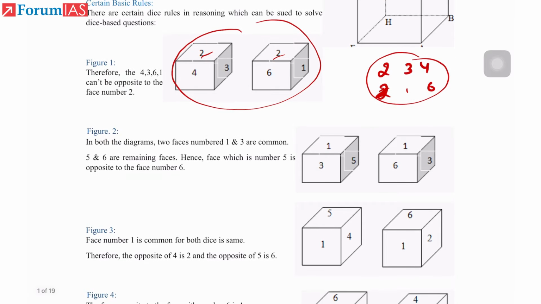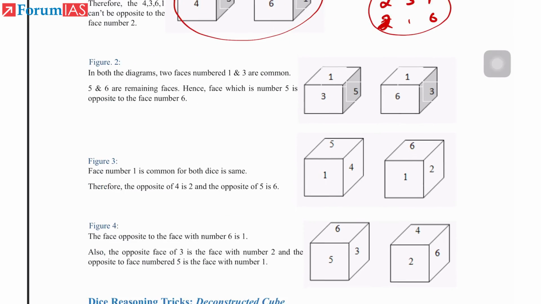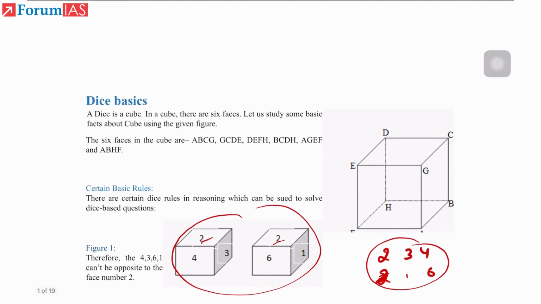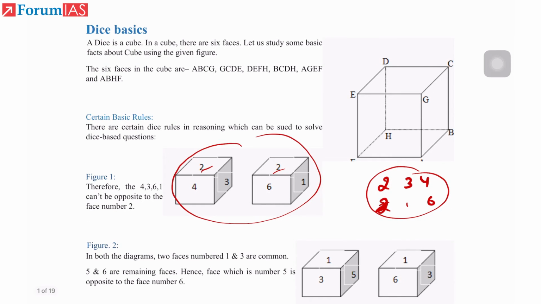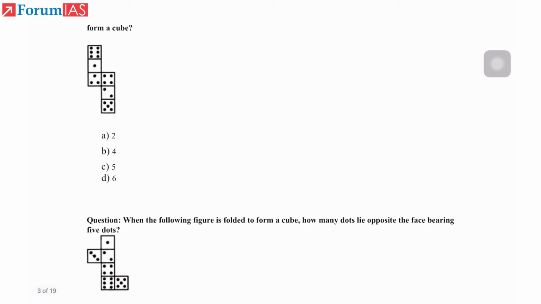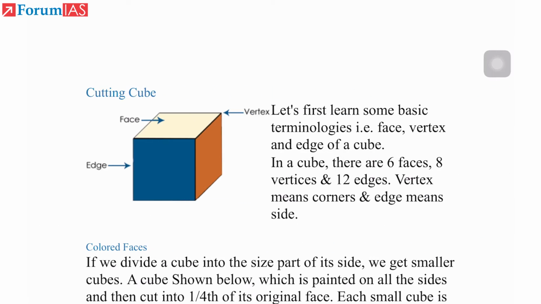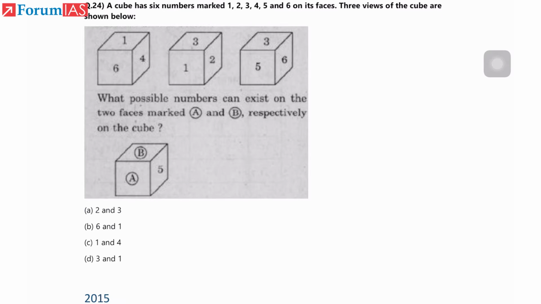However, if two numbers happen to be common, then the other two numbers would be directly opposite to each other. That is what we know. So based on that, let's try to answer this question.